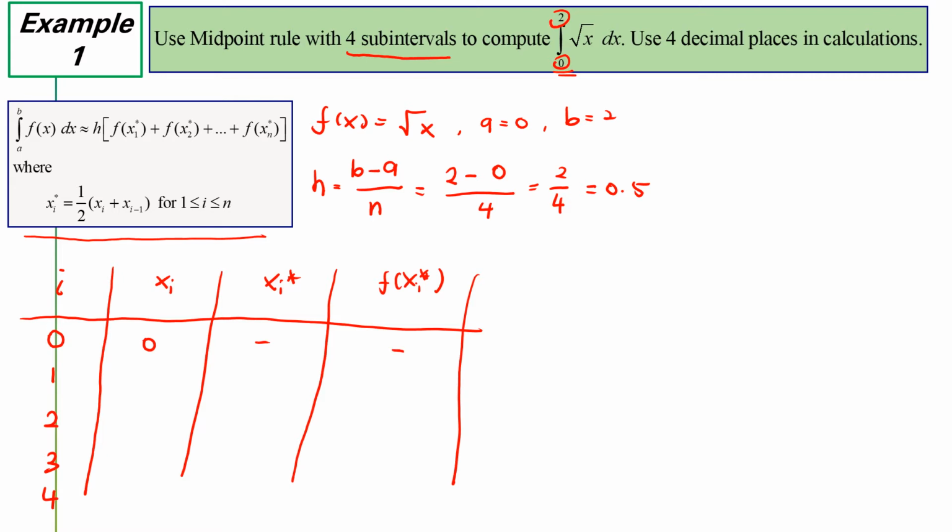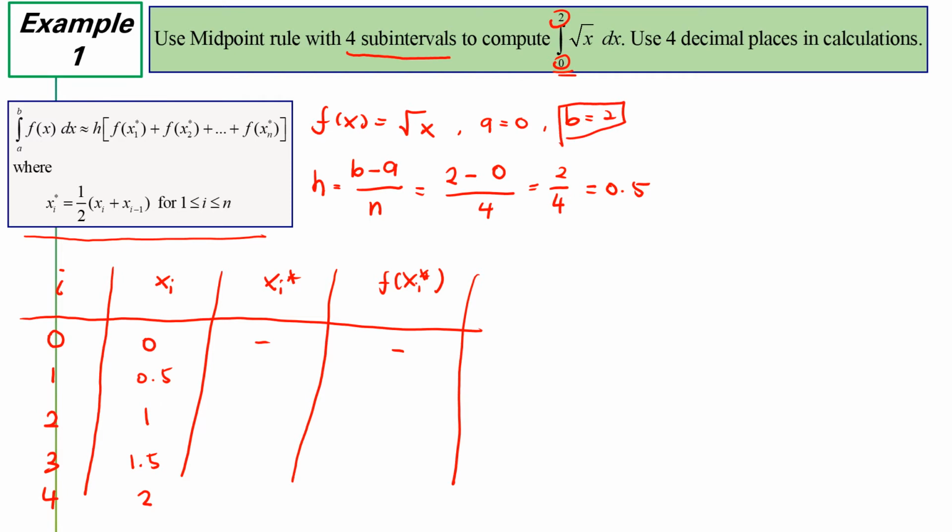So for x1, x1 is h plus 0. Our h is 0.5, so 0.5 plus x0. Next is 1: 0.5 plus 0.5, you get 1. Next, 1 plus 0.5, you get 1.5. And 1.5 plus 0.5, you get 2. The last must be equal to 2 because our b is equal to 2.